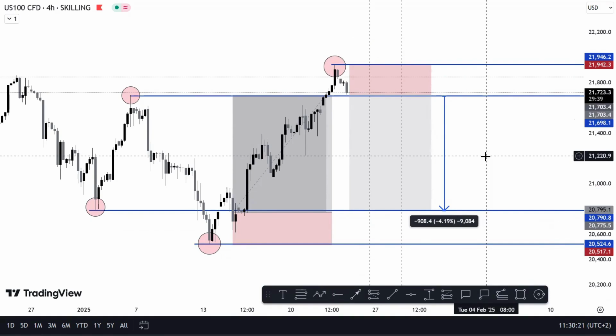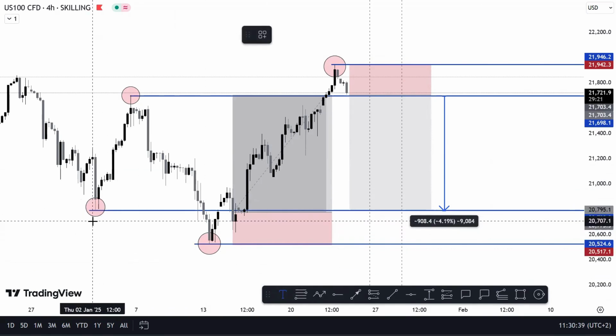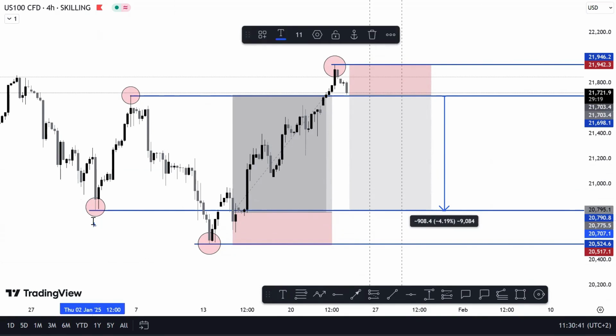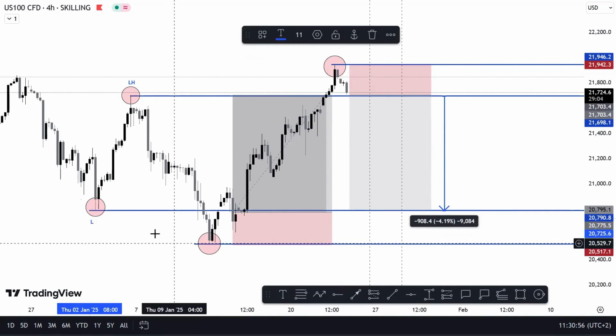So this is just part two of the Quasimodo reversal pattern, or reversal strategy, that I shared with you guys last week. Remember, I did talk about having three points, or three confirmation zones. Let me just write it down for you.